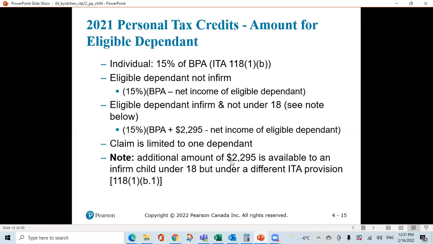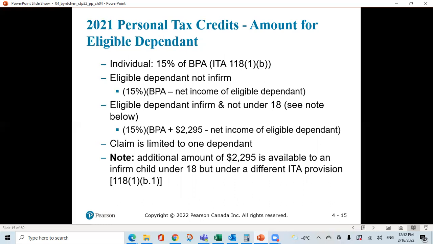An additional amount of $2,295 is available for an infirm child who is under 18, so not an adult. There is an extra amount, but it's not in here; it's in a different ITA provision. Now that is basically it for the eligible dependent. Next, we're going to talk about a caregiver. But before we move on, we have to pay attention to the eligible dependent because you have to make sure it's qualified for this credit, right?